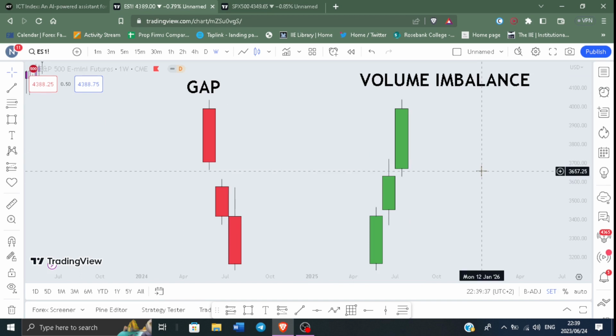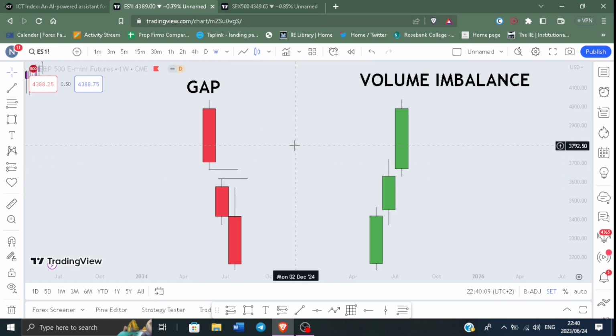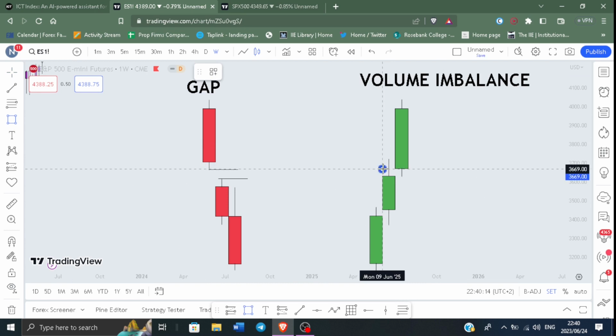Okay, the last two things we're going to look at is a gap and a volume imbalance. We're going to look at these two side by side as people often get them confused. So a gap is when there is a complete gap between two candles, meaning that their bodies don't overlap and their wicks don't overlap. So when we have this is what we consider a gap. And a volume imbalance is when the wicks overlap but the bodies don't overlap.